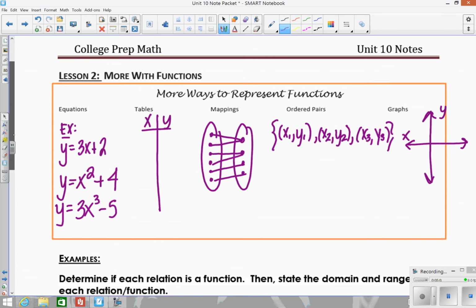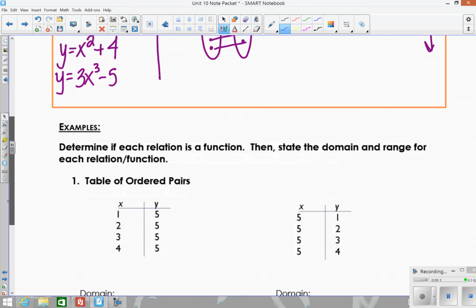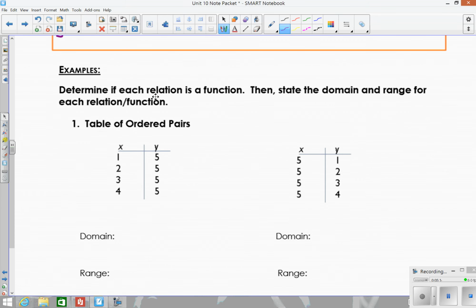So let's look at some examples and just evaluate different relationships in these different formats to see are they functions. First, we're going to decide, is the relation a function? Then we're going to state the domain and range. Even if it's not a function, you can still have inputs and outputs for relations. So we're going to state domain and range for all of these different things.